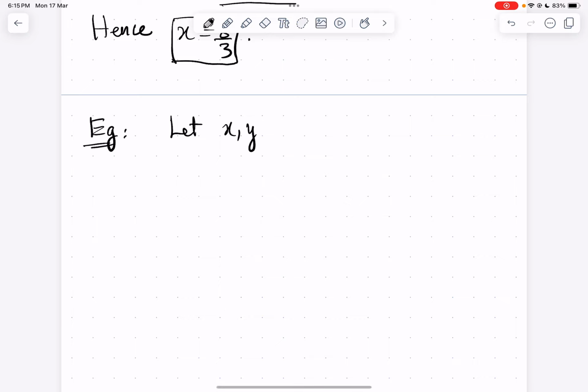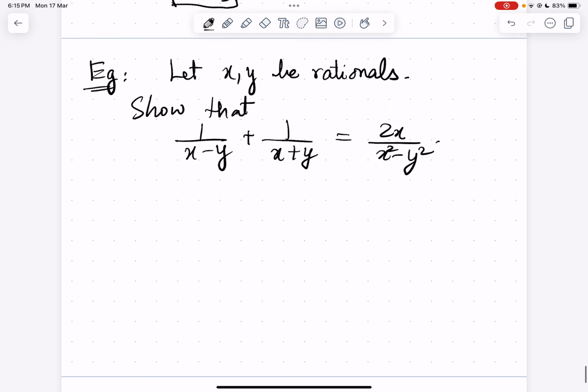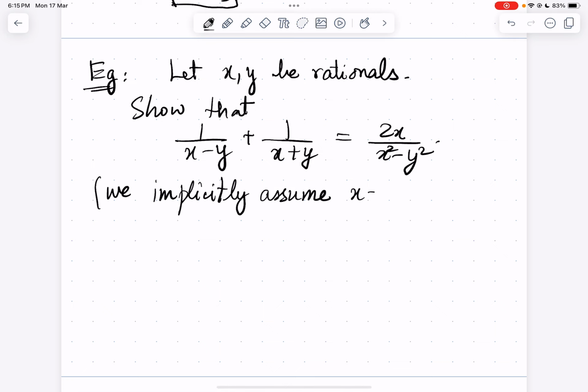Let x, y be rationals. Show that 1 by x minus y plus 1 by x plus y equals 2x by x square minus y square. So here we implicitly assume x minus y is non-zero and x plus y is non-zero.